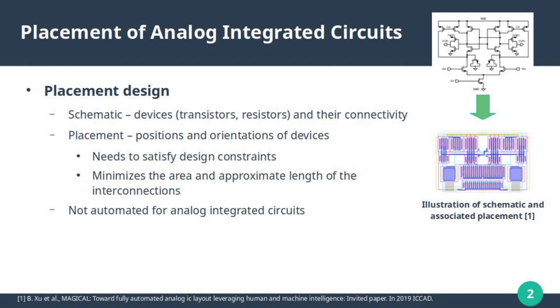The placement needs to satisfy crucial design constraints such as minimum allowed distances between devices, and we need to minimize the circuit's area and approximate length of interconnections. Unlike in the digital case, placement of analog integrated circuits is still not automated due to the presence of complex constraints and is still done mostly manually, which is a time-consuming process.